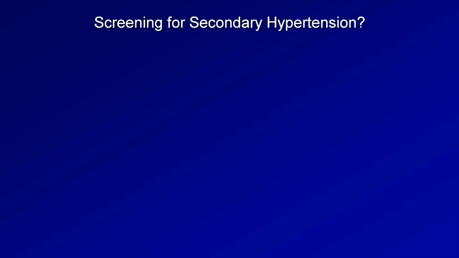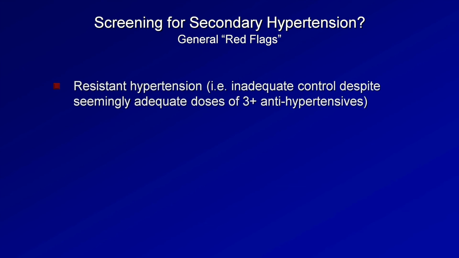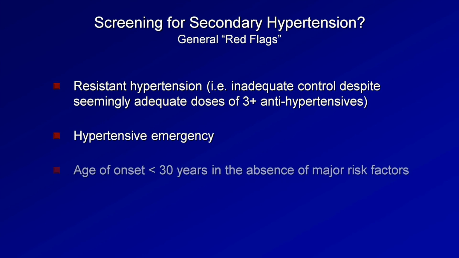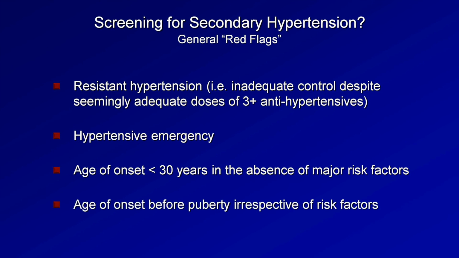My last topic in this video will be to review which subset of patients with hypertension should be screened for causes of secondary hypertension. There are some red flags that suggest secondary hypertension in general. These include resistant hypertension, defined as inadequate control despite seemingly adequate doses of 3 or more antihypertensives, any form of hypertensive emergency, age of onset before 30 in the absence of major risk factors, or age of onset before puberty, irrespective of risk factors. If you see any one of these 4 in a patient, they should be screened for secondary hypertension.